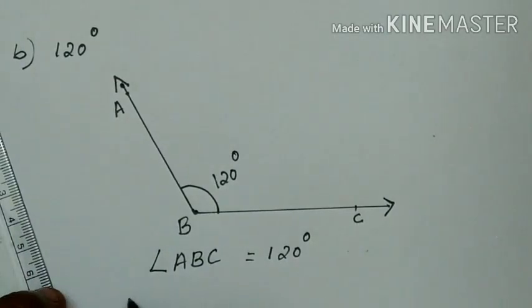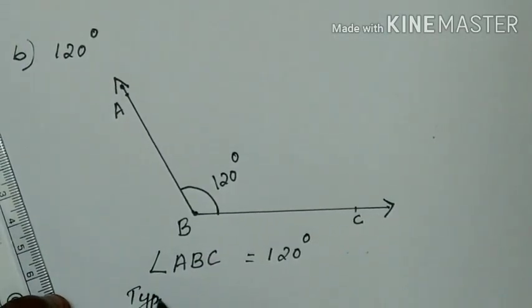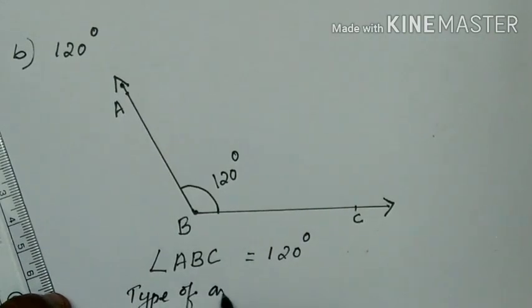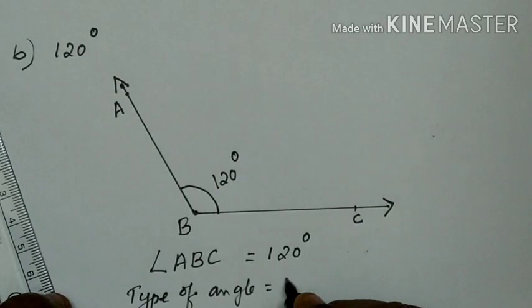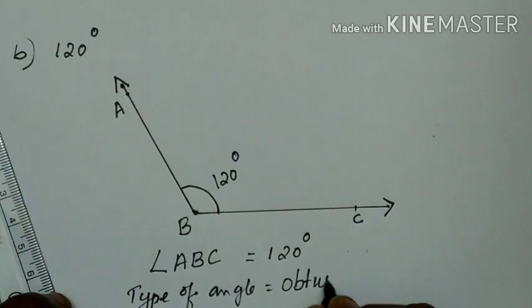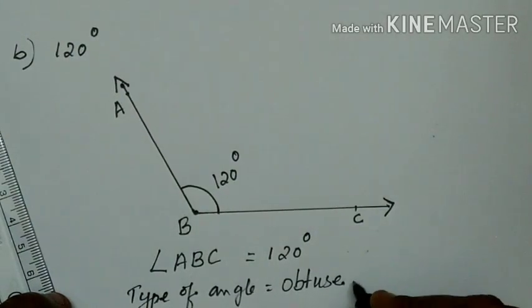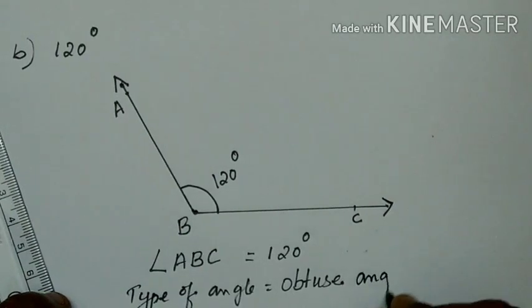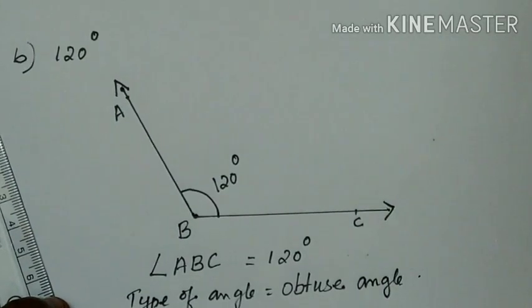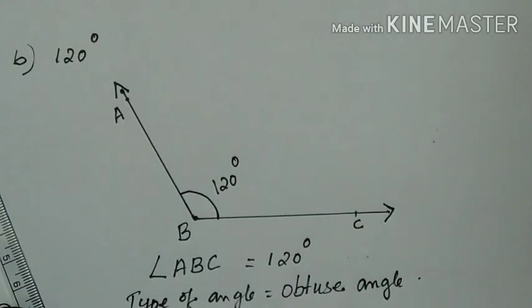And then which is the type? So type of angle. Here, which type of angle is this? This is 120 degree. So it is greater than 90 degree. Which type of angle is this? Yes, obtuse angle. Greater than 90 degree, the angle is known as obtuse angle. Students, all of you understand? So move to the next question.